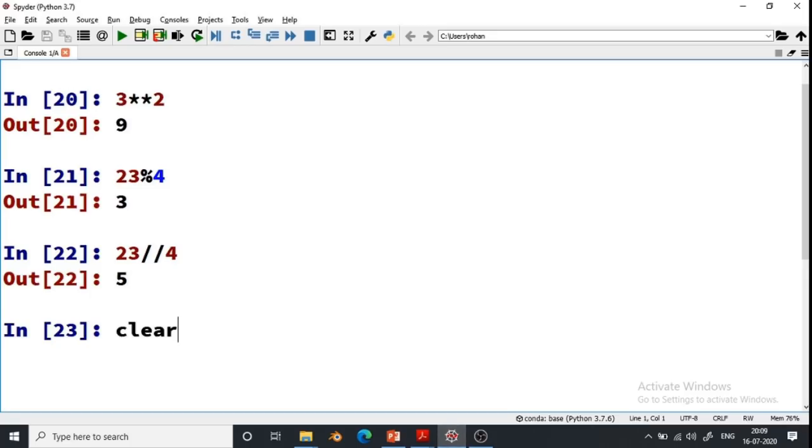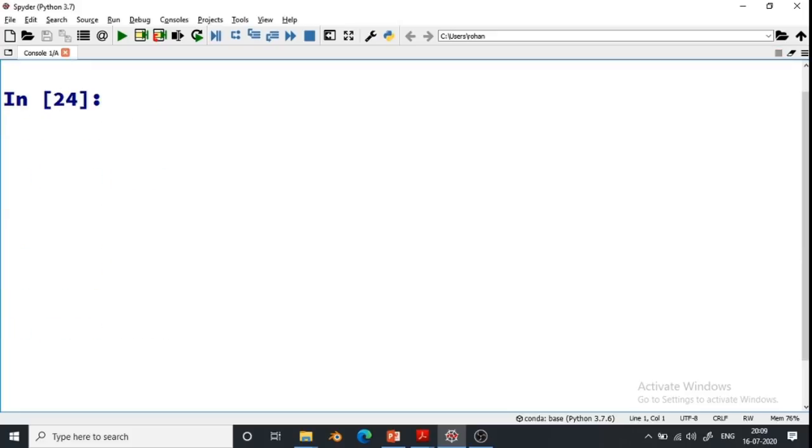We are back in Spyder. To clear the screen, there is a simple expression, clear. Now let's take some examples where there are multiple operators. So 4 double asterisk 2 asterisk 3. So there is a power operation and a multiplication operation. In this case, the power operation will be carried out first, then multiplication. So we'll get 4 raised to 2 is 16, multiplied by 3, 48.